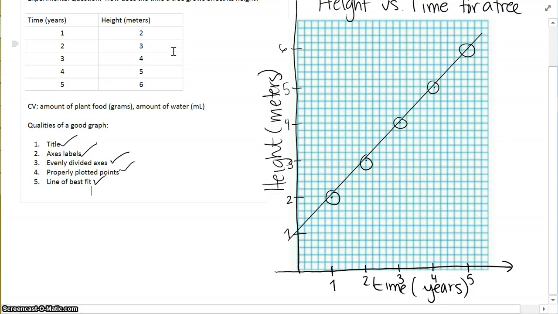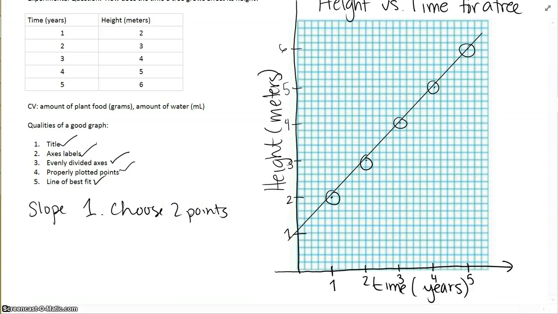The next step is to find the slope. To do that, I'm going to choose 2 points. So slope, step 1, choose 2 points. And those points have to be on my line. So I'm going to go to my line and I'm going to find 2 points that are right on the line. So I'm going to choose this one right here. Oops, that's not actually even on the line. Oh no, there goes my line. Let's draw that again.